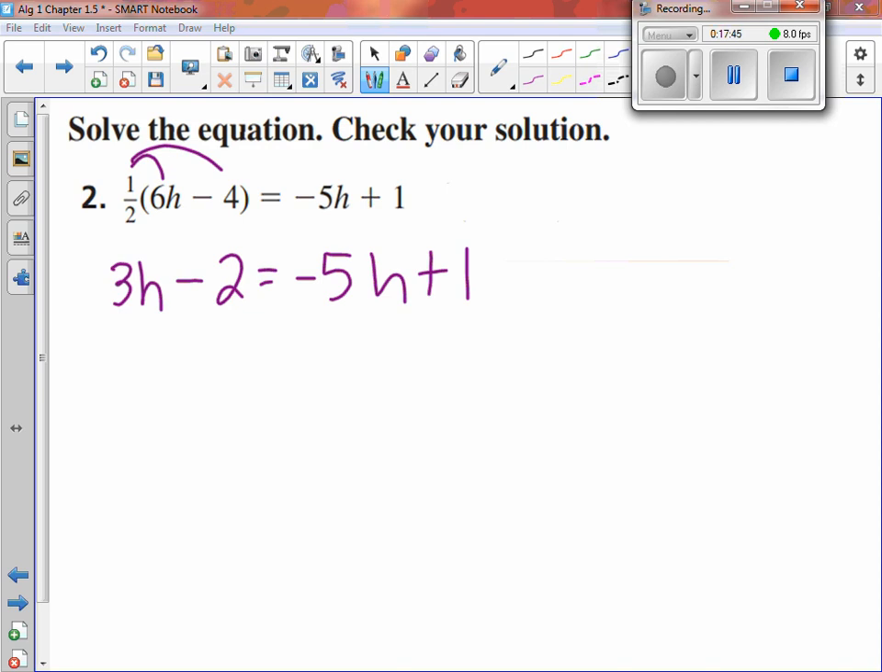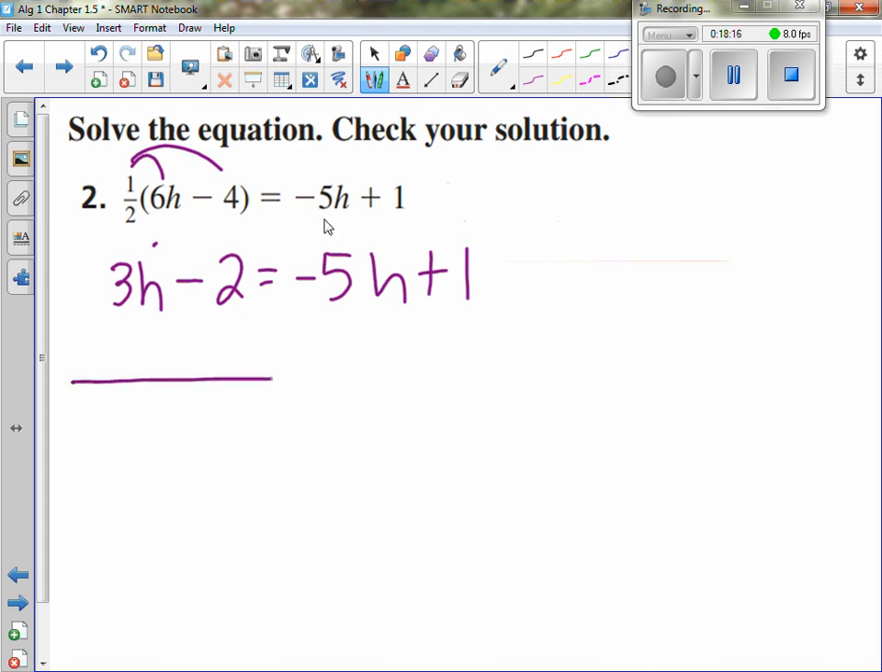So do we want to move the -5h over this way, or do we want to move the 3h over here? Do we want to move the -5h or the 3h? It's up to y'all. It doesn't matter which one we do. You want to move? So if we want to move the 3h to this side here, yes? We can't just combine them. Because there's an equal sign, we can't just combine them.